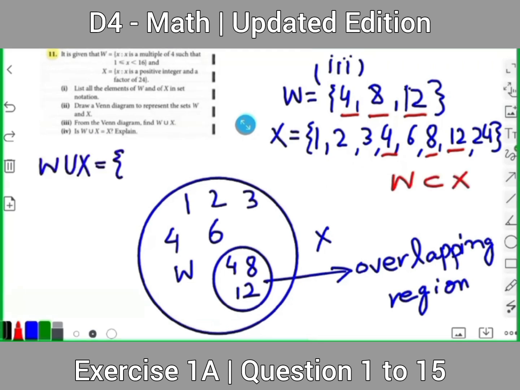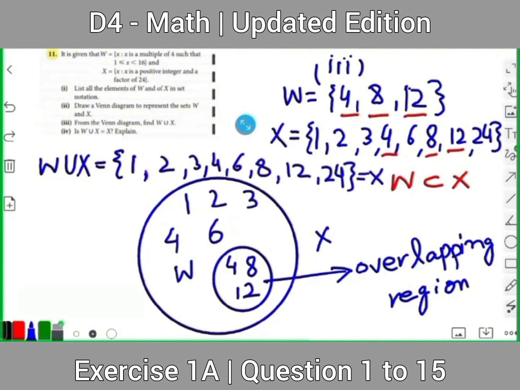Now in the third part, we have to find X union W from the Venn diagram that we have drawn. So from the Venn diagram, we just need to write down all the elements that we can see on the screen. So here we have 1, 2, 3, 4, 6, 8, 12, and 24, and this is equal to X. So hence we have found W union X.